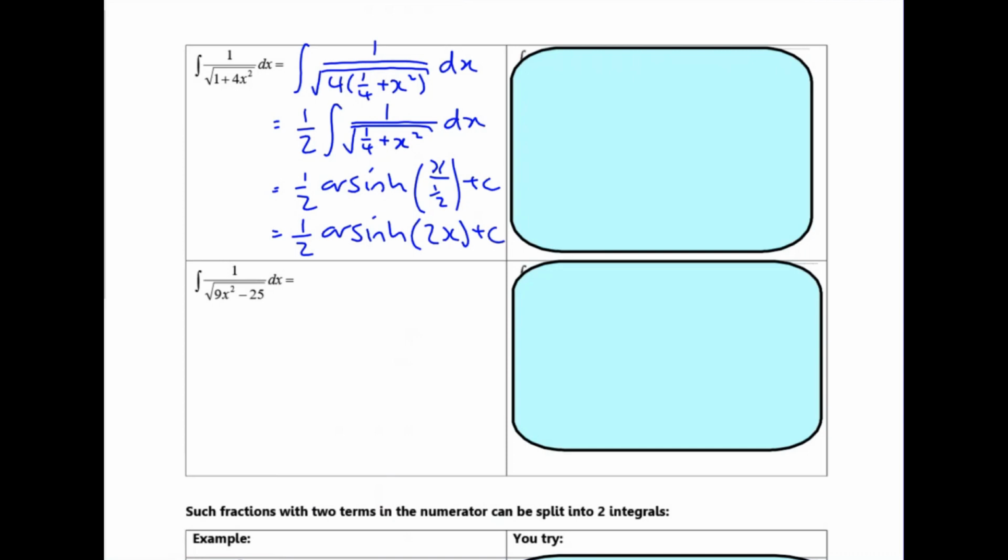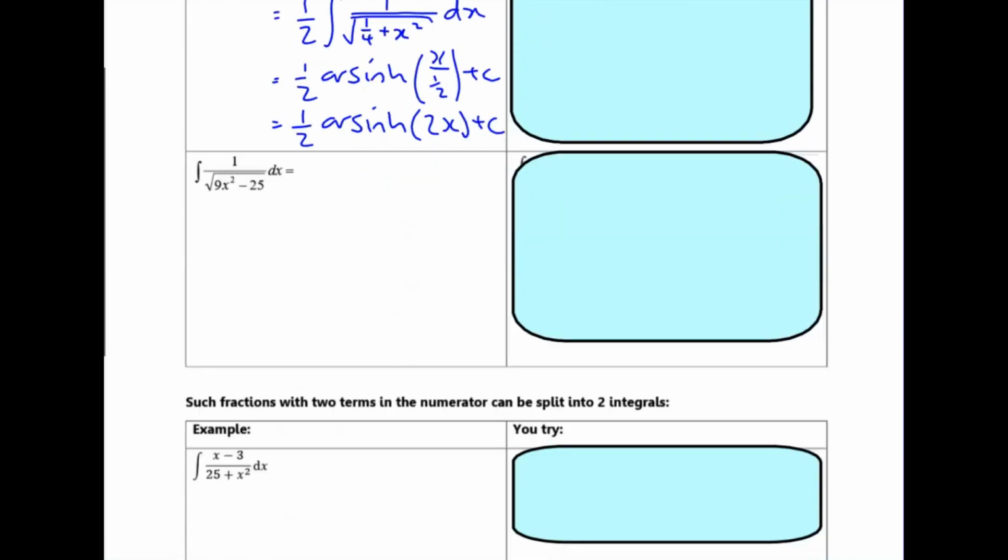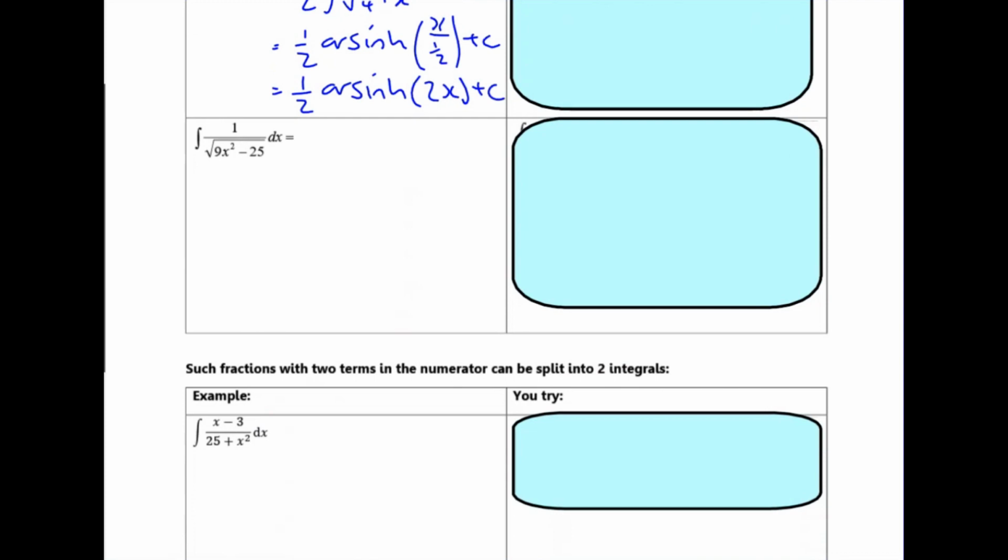The half arcsinh of 2x plus 3. With this one, do the same things we've done before. So I'm going to factorize out the 9. That's dividing this through by 9. I get 25 over 9. Taking the 9 out, I can square root that, and I'm just going to get the root of x squared minus 25 over 9.